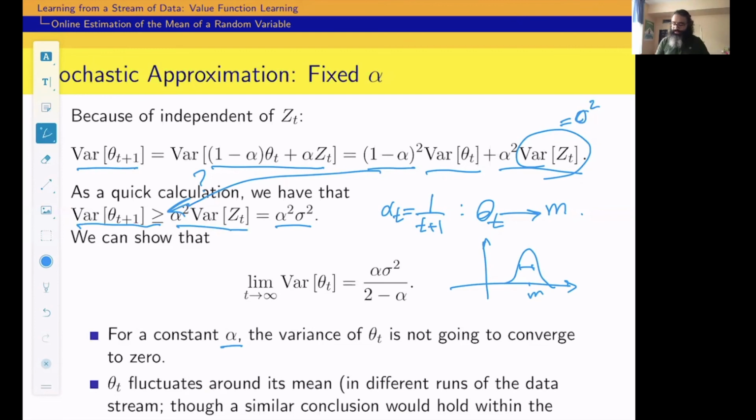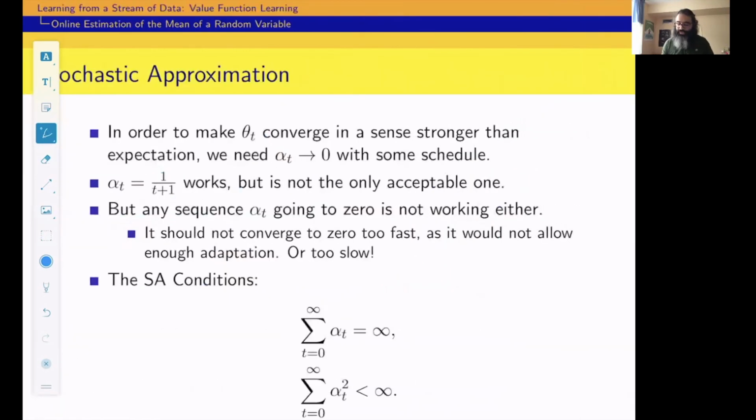This basically shows that if alpha is equal to a fixed constant, we don't get an estimator that converges to the true value that we want. If we want convergence in a sense that is stronger than expectation, we need alpha t to converge to 0. Anything that remains fixed does not make the variance go to 0. One case that we have seen was 1 over t plus 1, but it's not the only acceptable one. We can think of other sequences that converge to 0 for the learning rate.